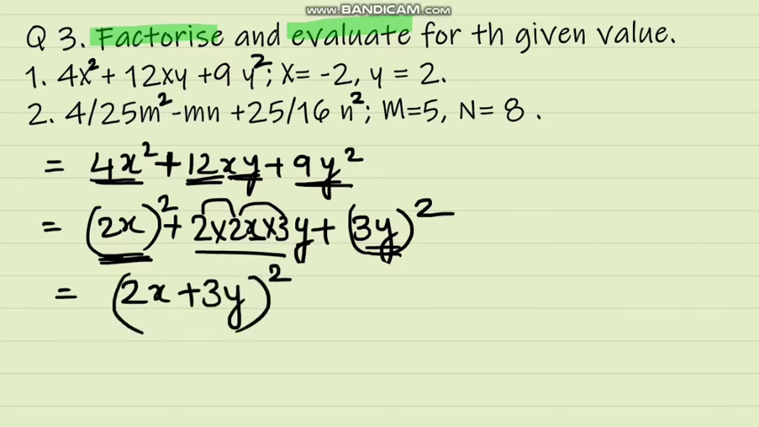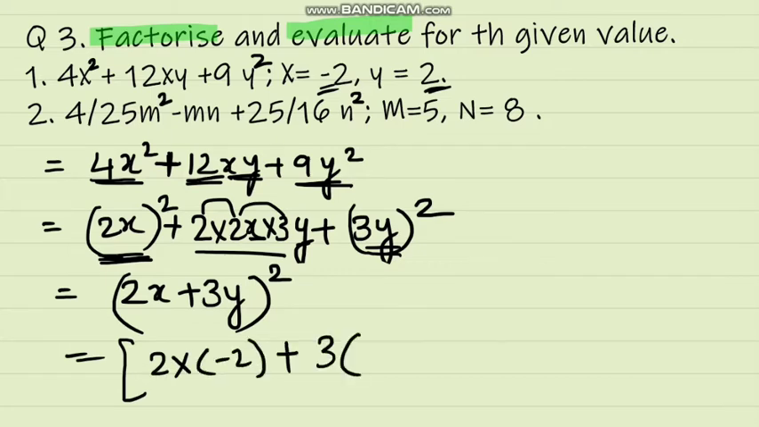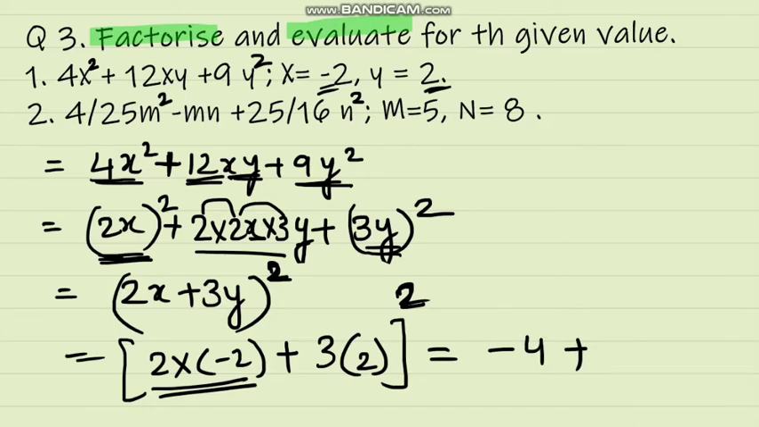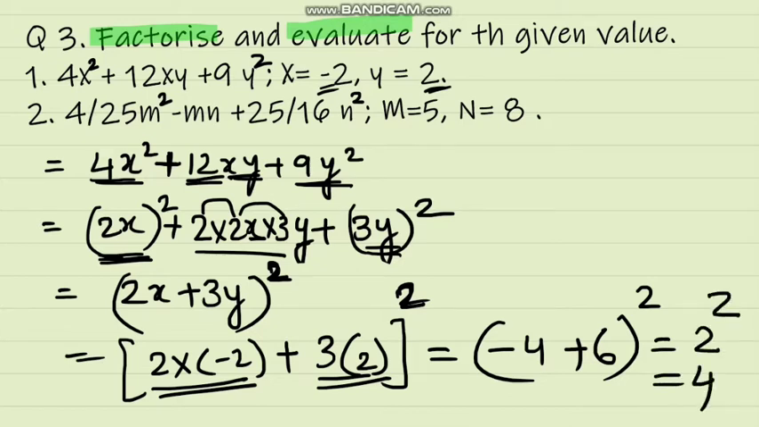Okay. Now what is the value given for x here? x is minus 2 and y is 2. Put the values. 2 into minus 2 plus 3 into 2, and this whole square. Now see, 2 into minus 2 will give you minus 4. Plus 3 into 2 will give you 6, whole square. Now see, this is 6 minus 4, 2 square. So that will be equal to 4. So I think you got it. The value of the first expression is 4.